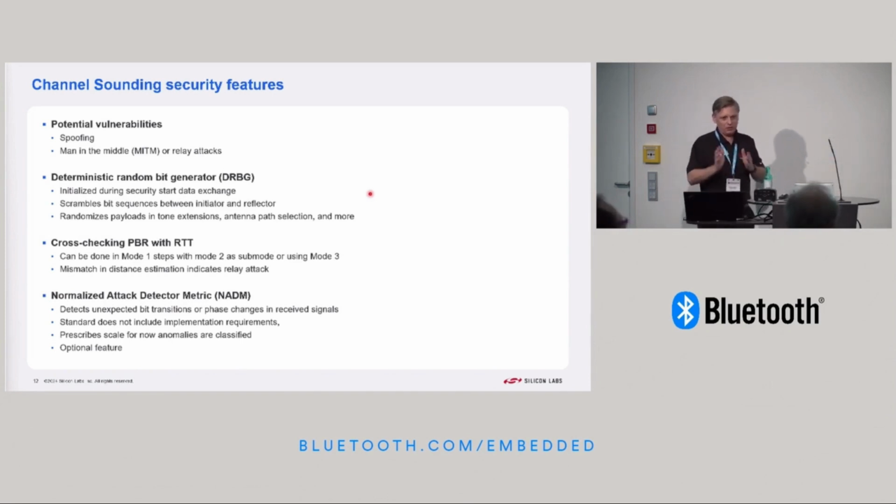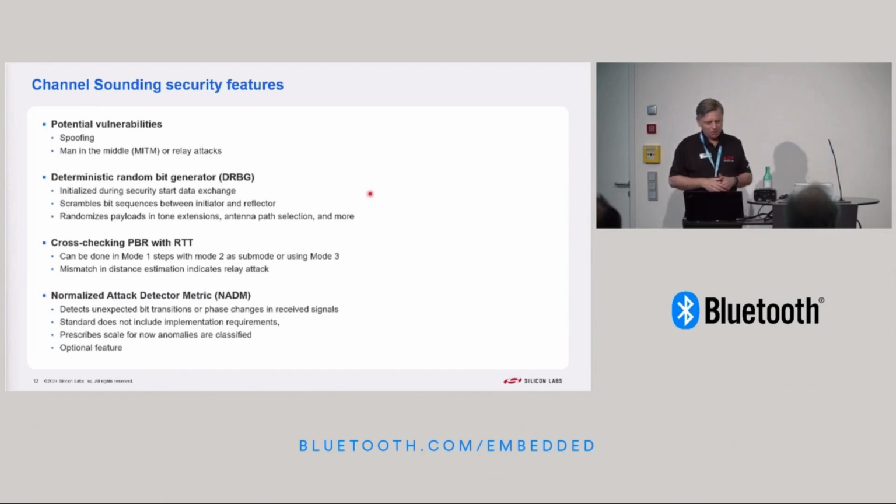Another really interesting feature that's used in mode 3 and can also be used in mode 1 and mode 2 with sub-modes configurations is the ability to cross-check your PBR-based channel sounding results with RTT data. So you derive a highly accurate distance estimation using PBR, and then you check using the maybe slightly less accurate but still valid and trustworthy RTT data to make sure that the data you've derived matches the reality that's specified by the timestamps.